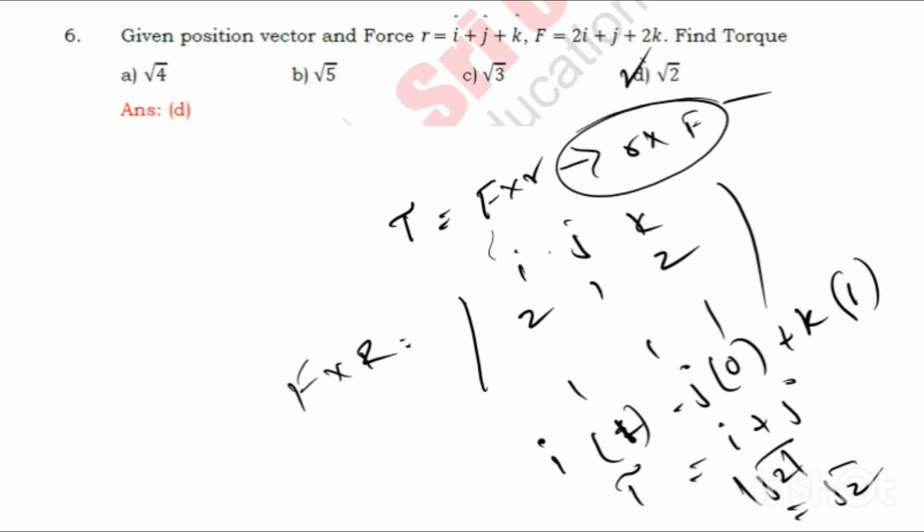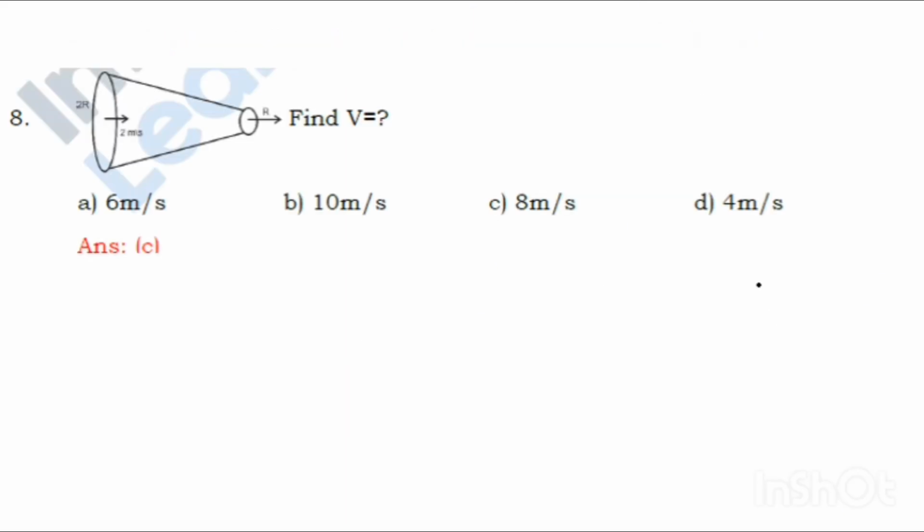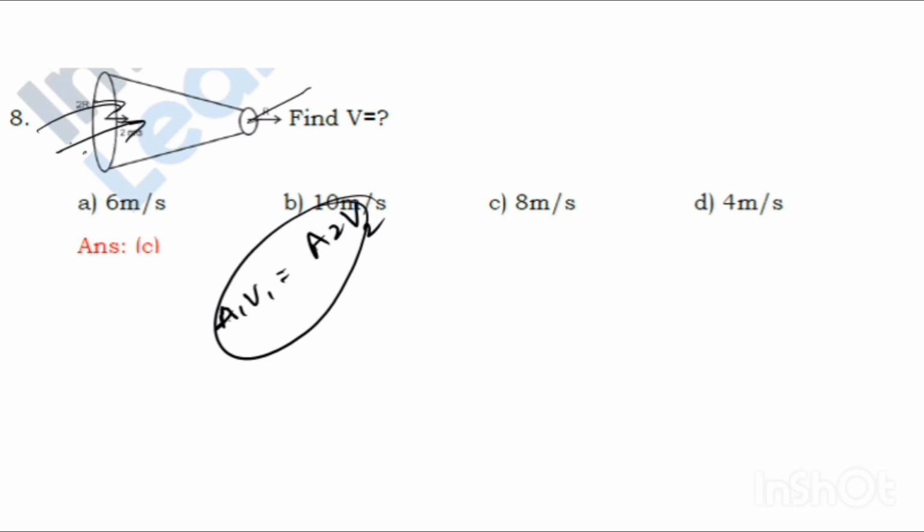Next question is find the velocity, right? We know the continuity equation, a1 v1 equal to a2 v2. We get this equation because the amount of incompressible liquid entering the pipe should be coming out of the pipe, that is V by T is constant everywhere. If we derive this, we get the continuity equation.